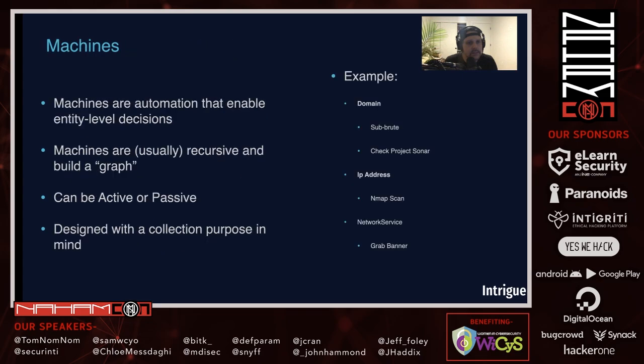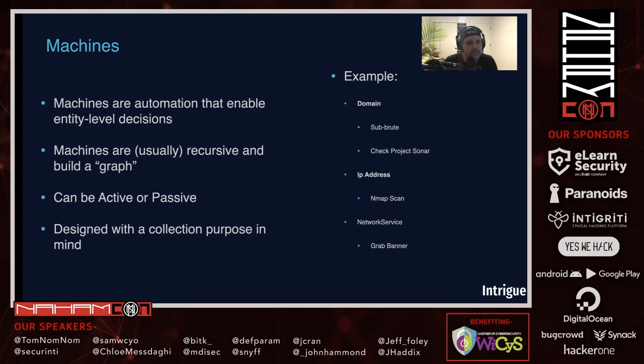And so these scoping rules, combined with the tasks and combined with the entities, and now combined with what we call machines, which are these automation units that enable these decisions of whether to try more things. They're recursive, so they build this graph of an organization. They're either active or passive, and they're designed with this organizational collection purpose in mind in general, though they can be designed for other things like SSL certificate grabbing, or maybe just scanning network ranges. Machines are very flexible.